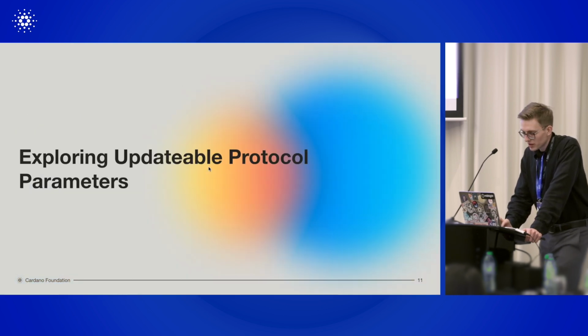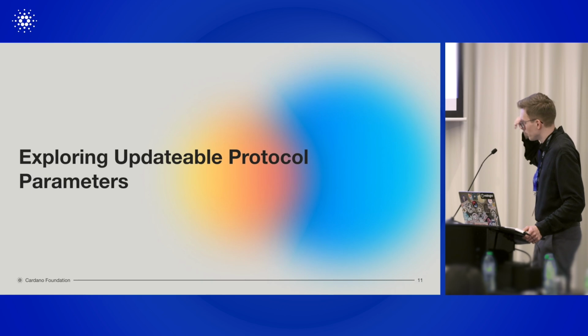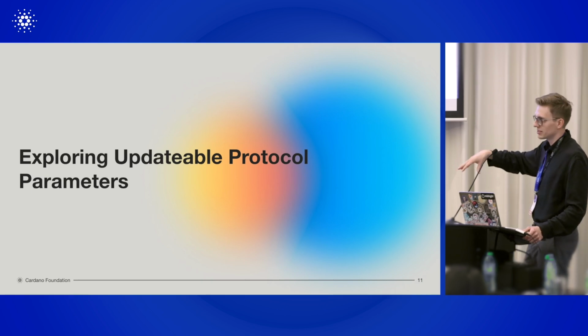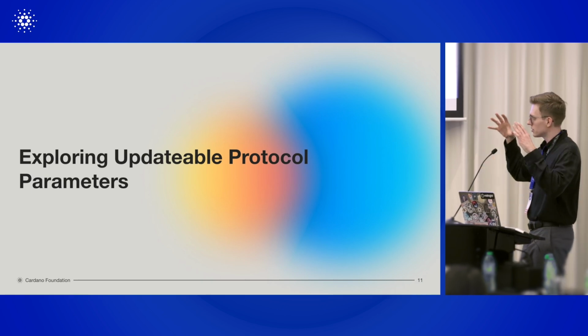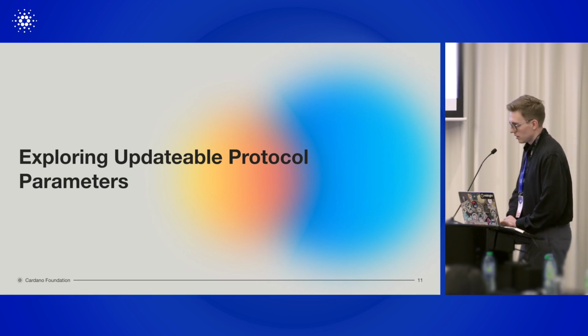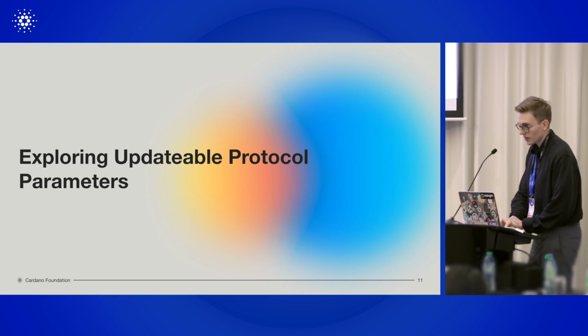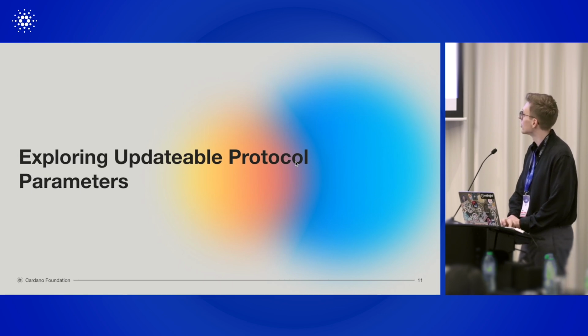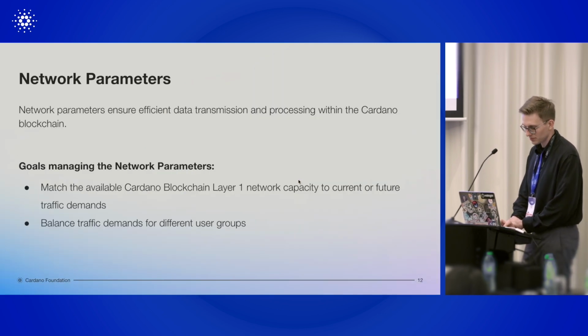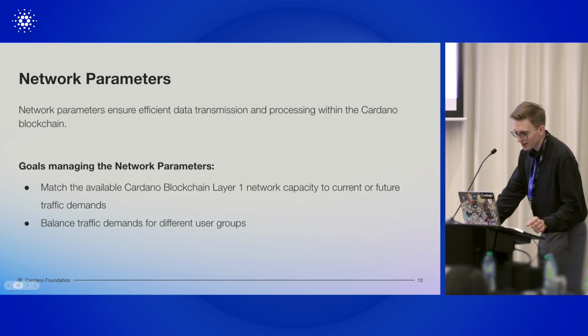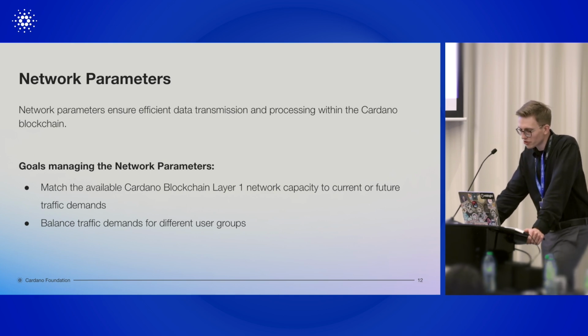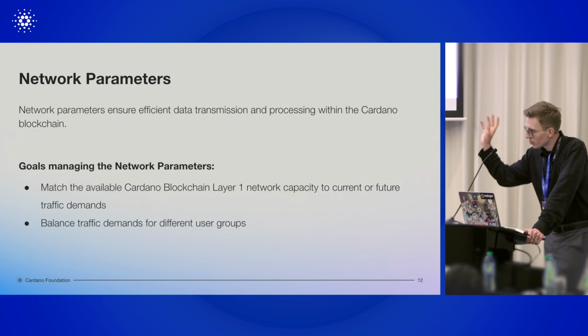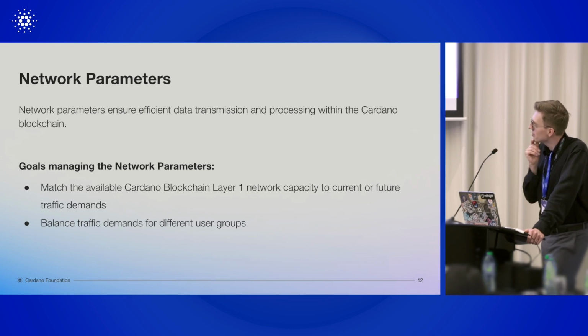All right, and now let's take a look at the different groups of the updatable parameters. There are 4 distinct groups of protocol parameters according to the specifications in CIP 1694, and also the way the parameter update governance action works. And the first one is the network parameters. I really try to simplify it here. They ensure efficient data transmission and processing within the Cardano blockchain. There's more to it, obviously, but I try to really simplify it.